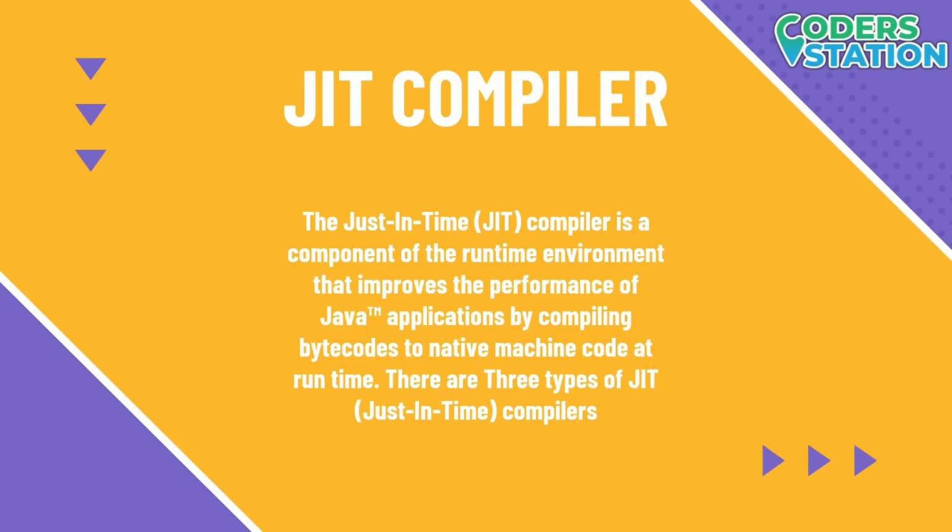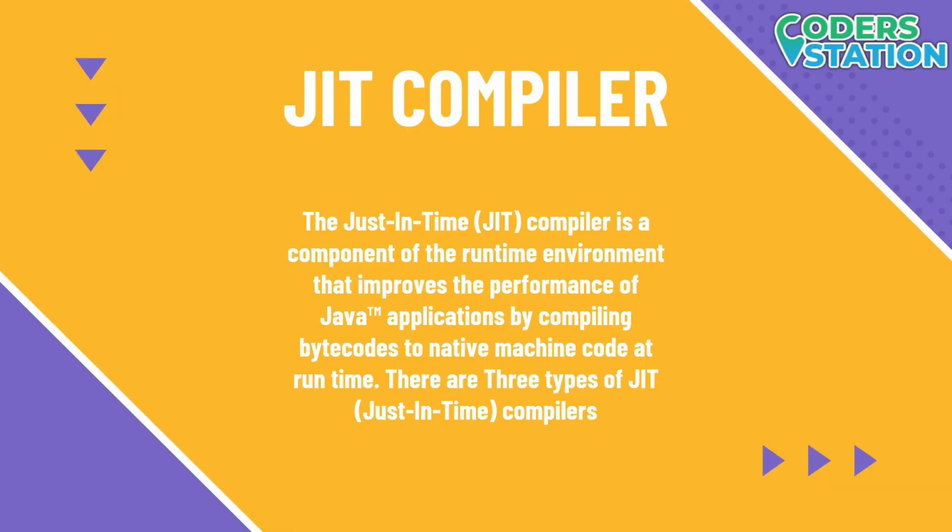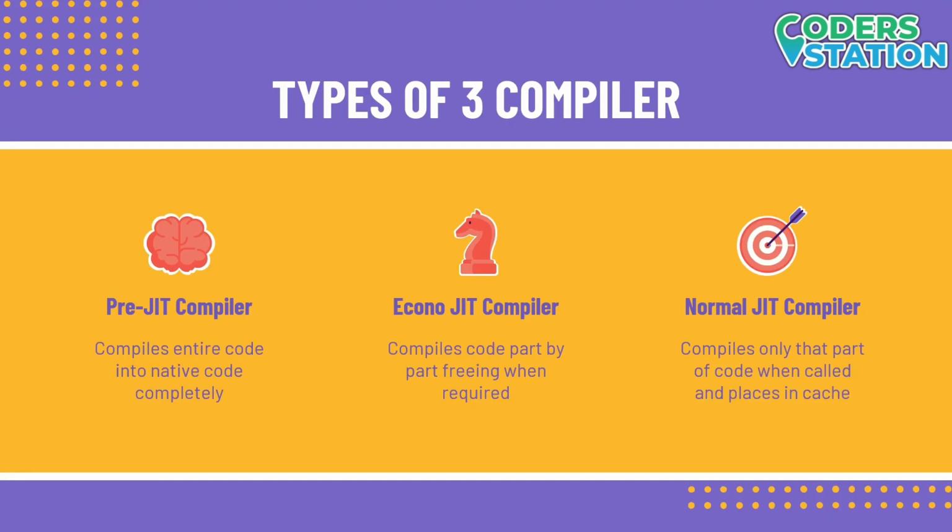Then further, I'll tell you about what is JIT compiler. You may have been confused about what is this compiler and how does it actually work. Then I'll tell you about JIT compiler. The JIT stands for just-in-time compiler. It is a component of the runtime environment that improves the performance of Java applications by compiling bytecodes to native machine codes at runtime. There are three types of JIT compilers. They are pre-JIT compiler, econo-JIT compiler, and normal JIT compiler. I'll tell you about them in detail and the difference between them.